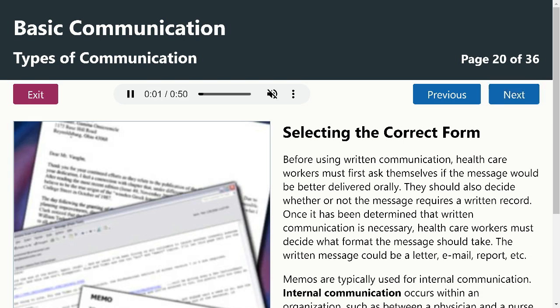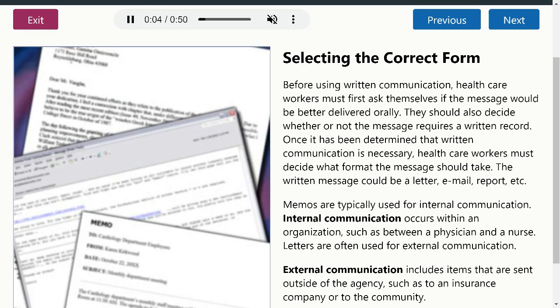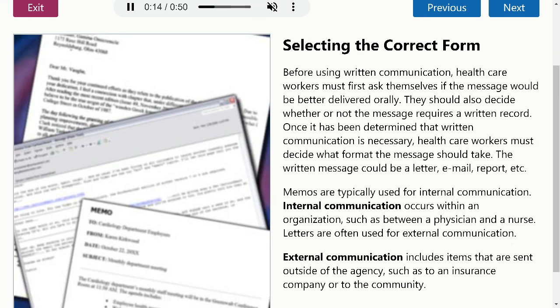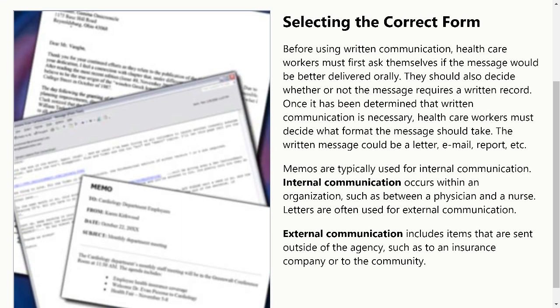Selecting the correct form. Before using written communication, healthcare workers must first ask themselves if the message would be better delivered orally. Sometimes you need to just do it verbally, or you can use it in written form. They should also decide whether or not the message requires a written record. Once it has been determined that written communication is necessary, healthcare workers must decide what format the message should take. The written message could be a letter, an email, a report, etc.